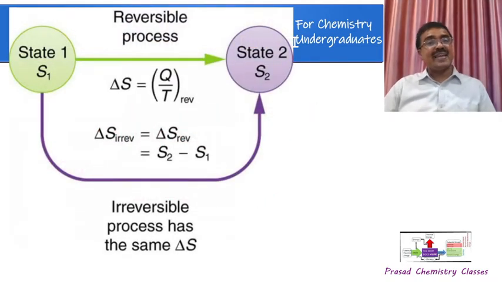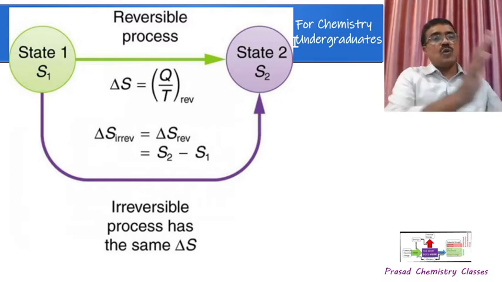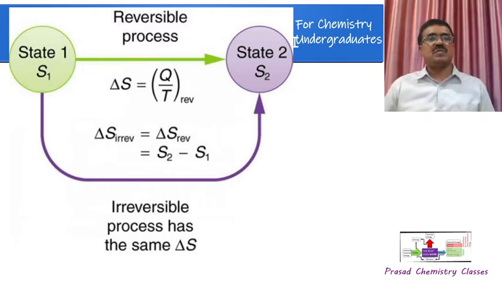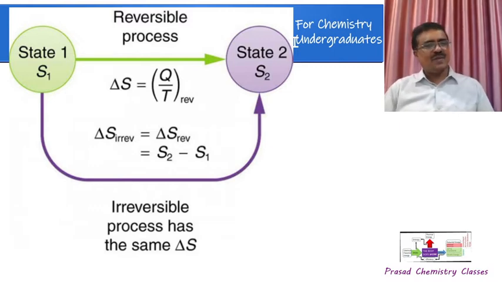Now consider a reversible and an irreversible process. The system goes from state 1 to state 2. Delta S is Q reversible by T. Suppose the temperature is the same; we are considering an isothermal process. If it is not an isothermal process, we will have to integrate it. That's all, dQ reversible by T. You integrate that, you will get the result.